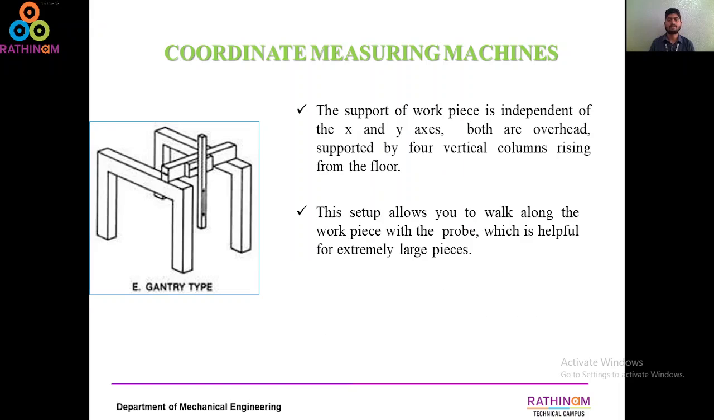So this is the gantry type. The support of the workpiece is independent of the x and y axes. Both are supported overhead by four vertical columns rising from the floor. This setup allows you to walk along the workpiece with the probe, which is helpful for extremely large pieces. I already told you gantry types are used for measuring large components. With the additional support, a human can also travel with the probe, not on the probe, we can move, we can walk.